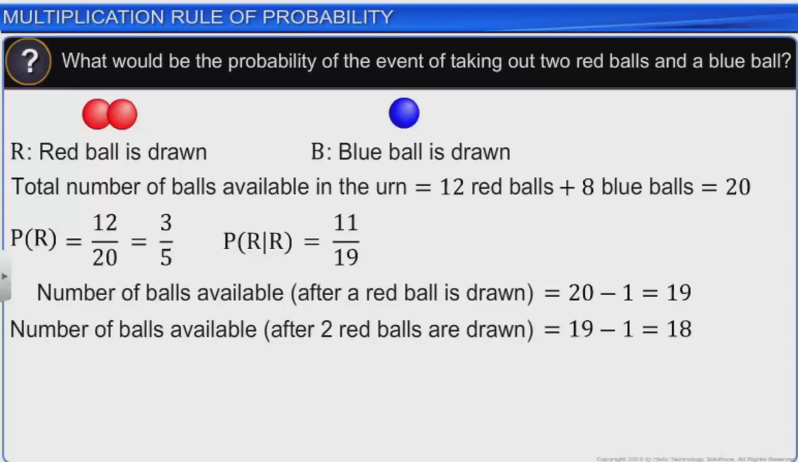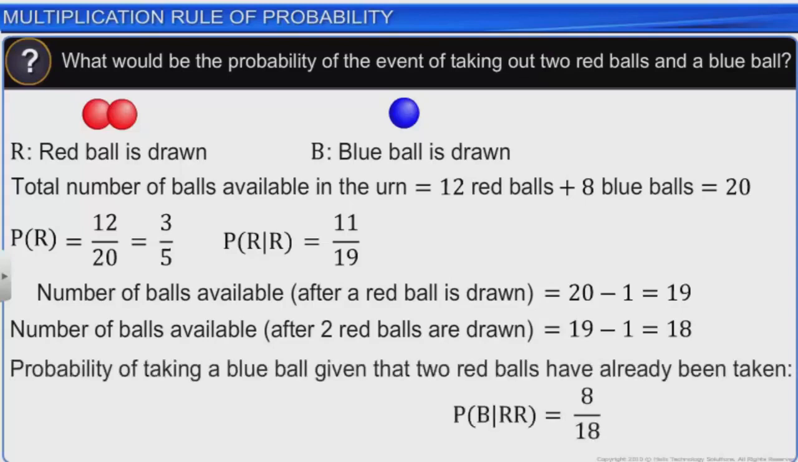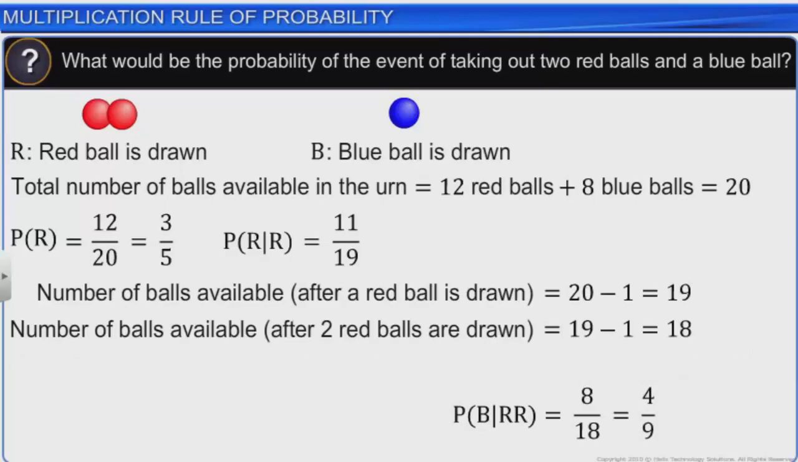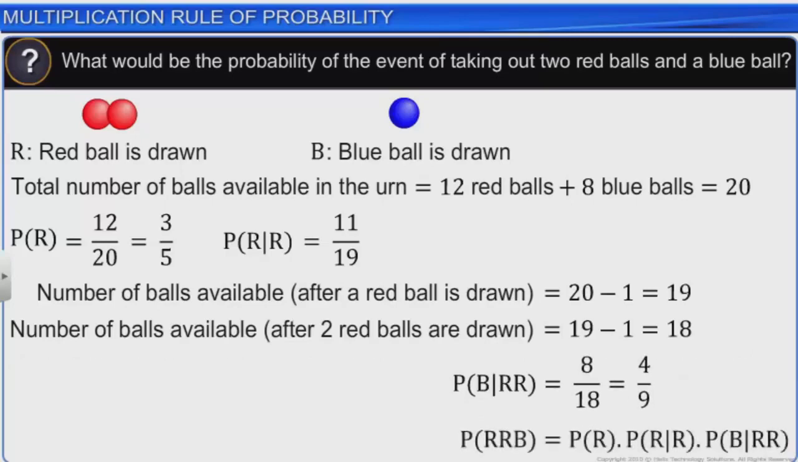Therefore, the probability of taking a blue ball with the condition that 2 red balls have already been taken is given by the probability of B given RR. This is equal to 8 divided by 18, or 4 divided by 9. From the multiplication rule for 3 events, we have the probability of RRB is equal to the probability of R into the probability of R given R into the probability of B given RR.